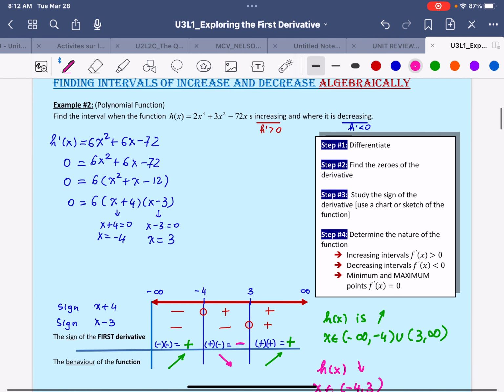And voila. This is the end of example number 2. We'll continue with the rest of the examples in the next video.